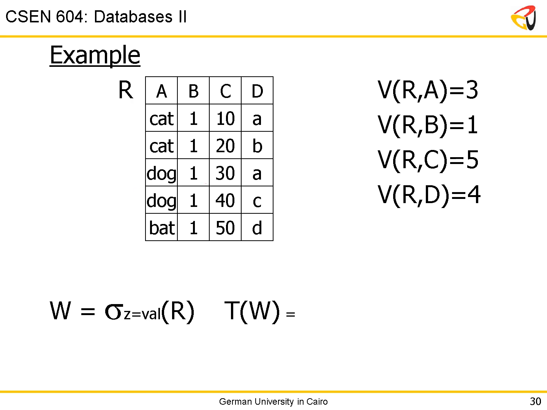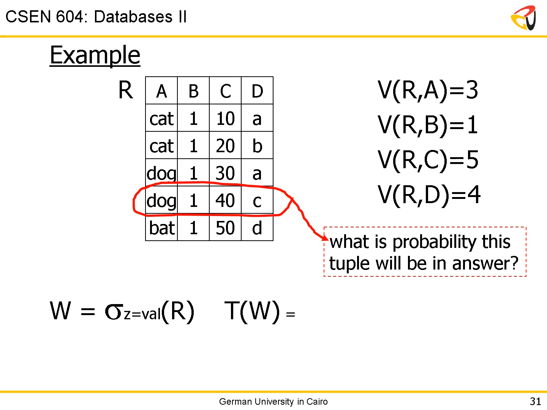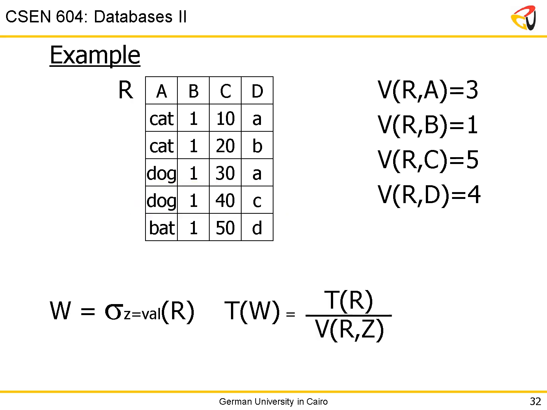So this is what I'm going to do. I am basically asking, if you'd like to think of it in terms of probability, what's the probability that any specific row will go into my result set? I'm going to use the following formula to get an estimate of the number of rows in my result set for this exact value selection. It's going to be 1 over V of R, Z.